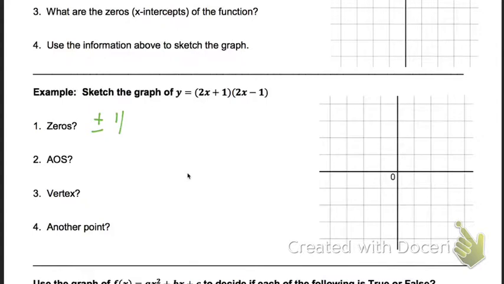Plus or minus 1/2, because I'm setting each one equal to 0. So 1/2, 0, and -1/2, 0. I'm going to plot my points.